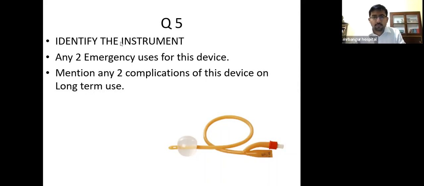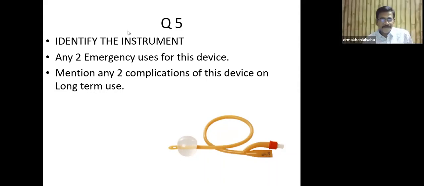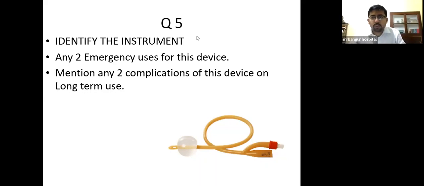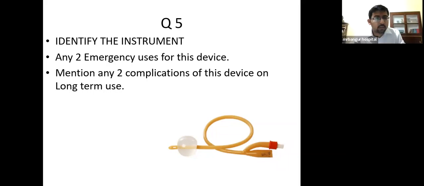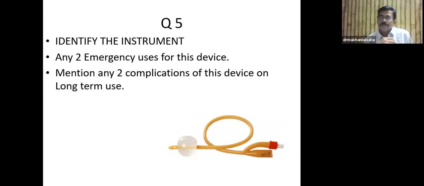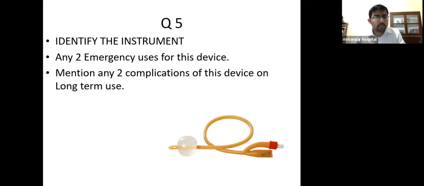Sir. Dr. Ramanuj. This balloon is inflated how? It is inflated by pushing normal saline through the port. The balloon capacity is 30 to 50 ml. While catheterizing under normal circumstances, how much saline do you push? Around 20 cc, sir.